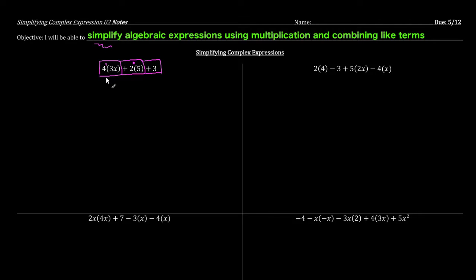So now let's simplify the groups with multiplication. So 4 times 3x. 4 times 3 is 12. No x is x. Simplify the second group. Positive times a positive is a positive, so plus. 2 times 5 is 10. There's nothing to do here, so we just bring it down.